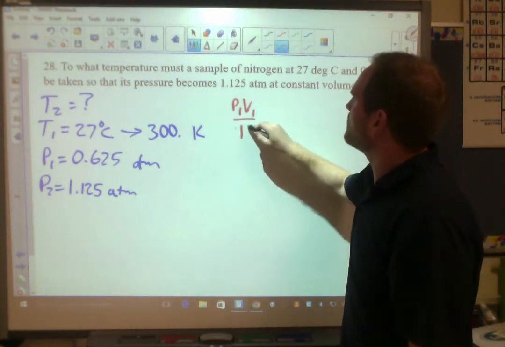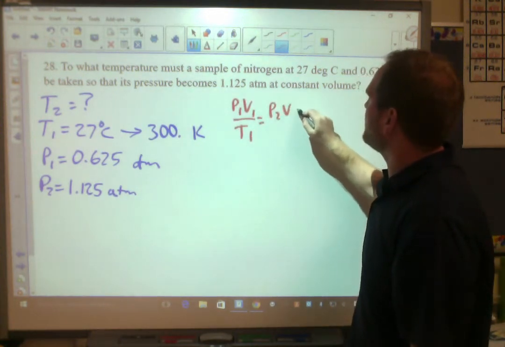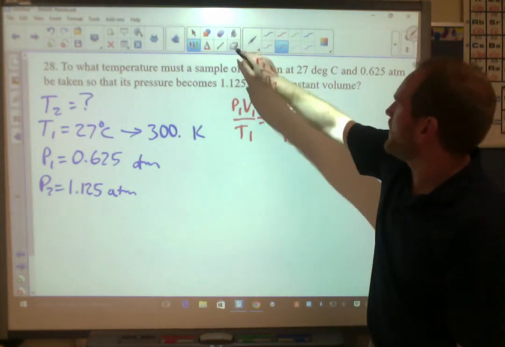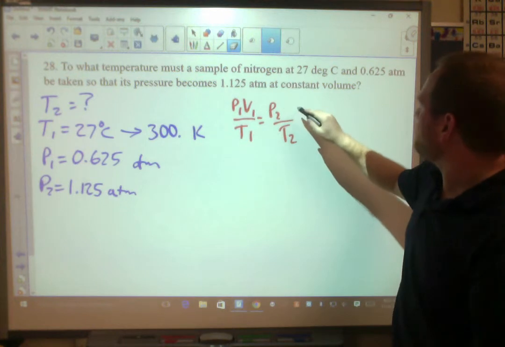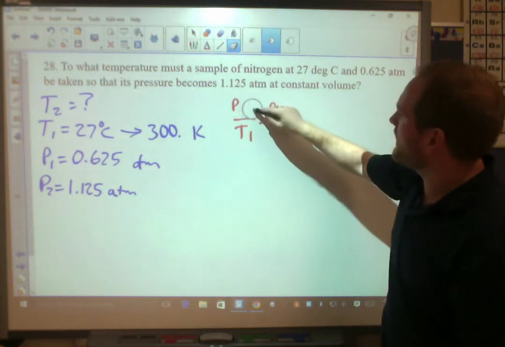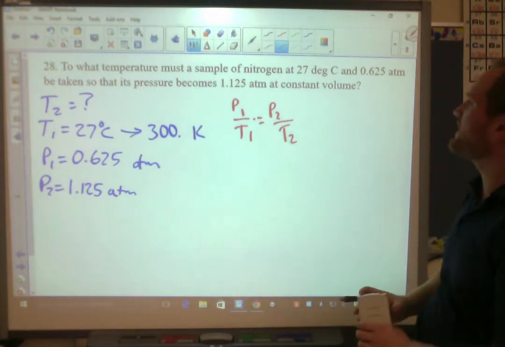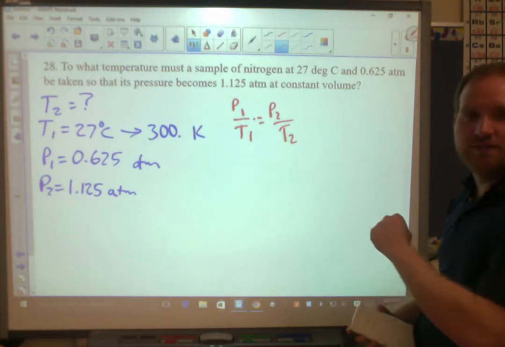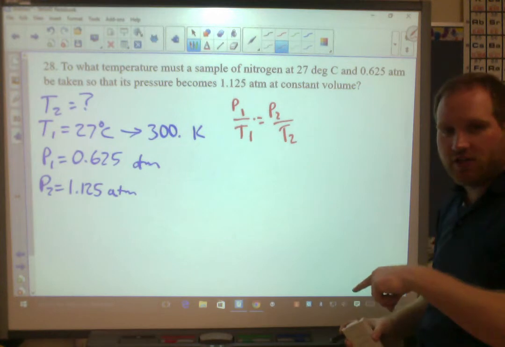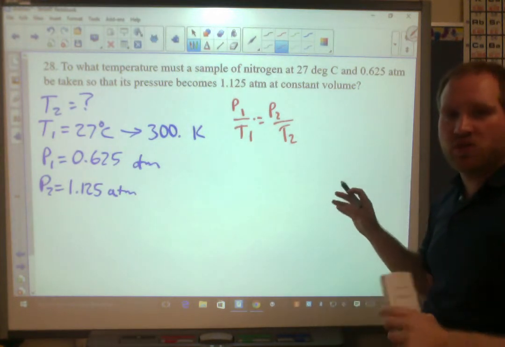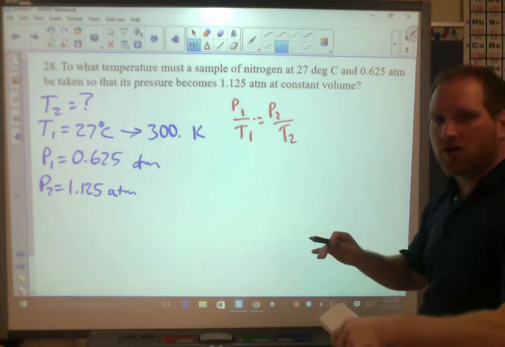P1 V1 over T1 equals P2 V2 over T2. Let's get rid of what we can cancel right away. V2 goes away, yeah, constant volume. V1 goes away. This is my formula. Now we're solving for T2. T2 is by far the most difficult of the 6 letters to solve for. I see people try to do this in one shot and get it wrong.